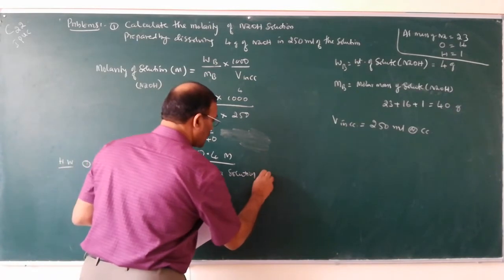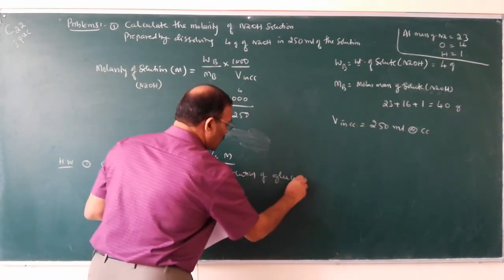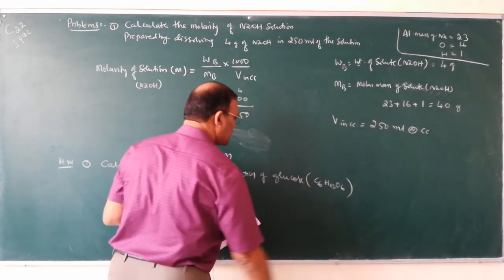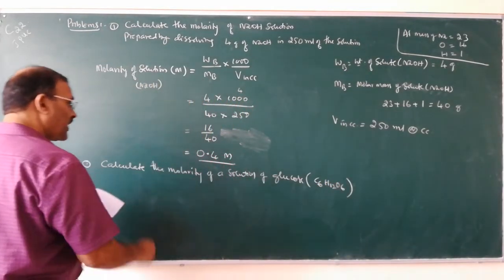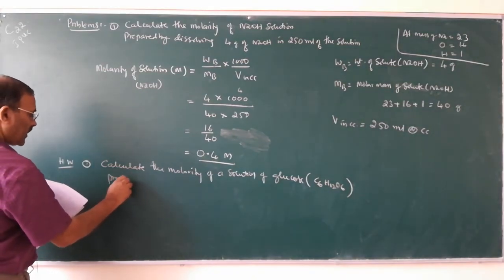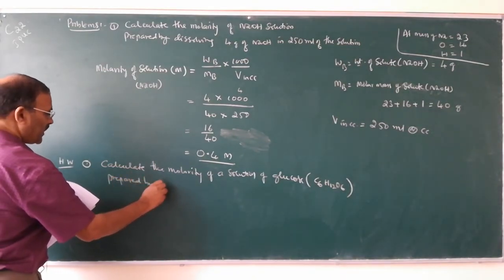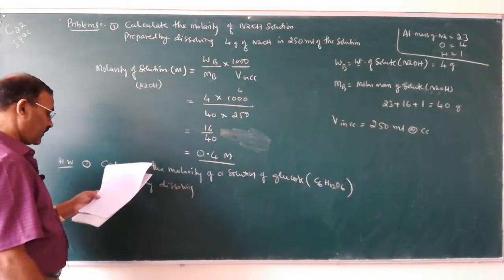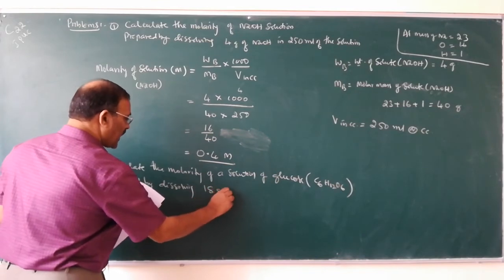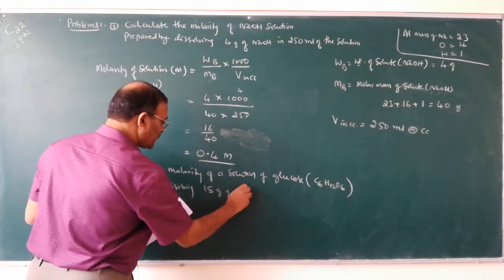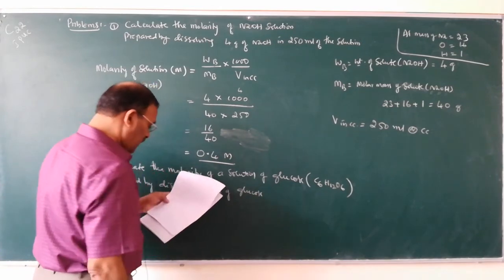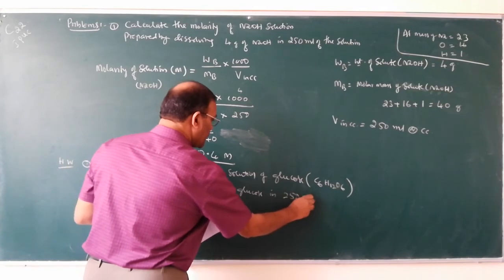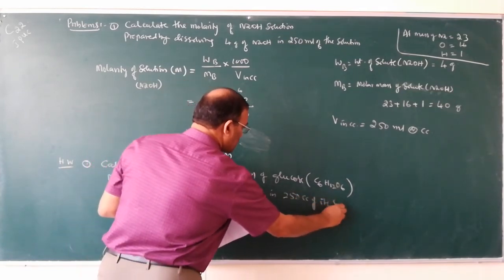of glucose. What is the formula of glucose? C6H12O6. Prepared by dissolving 18 gram of glucose in 250 cc of its solution.